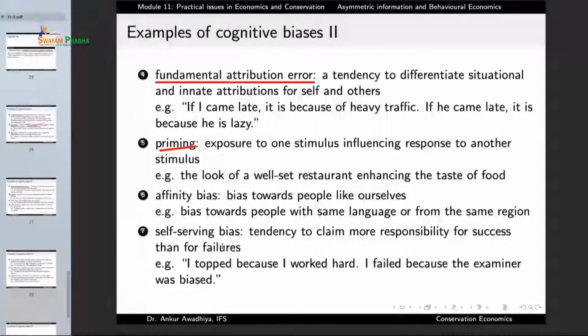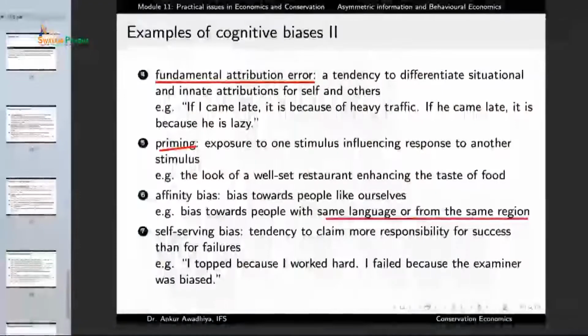Affinity bias, bias towards people like ourselves or people with the same language or from the same region. We have observed that this is a major reason for discrimination in the labor market. But still, people do it.